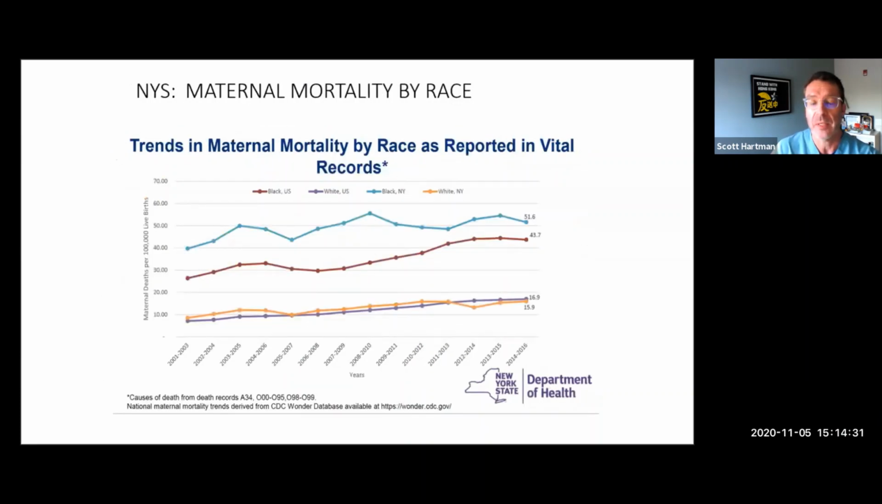And then again, what's more disturbing is that there is really this huge racial disparity. And for Black women in New York State, the numbers look the highest, especially compared to white women in New York State or in the United States in general. And that in New York State, we actually looked worse for Black women than in the rest of the United States.